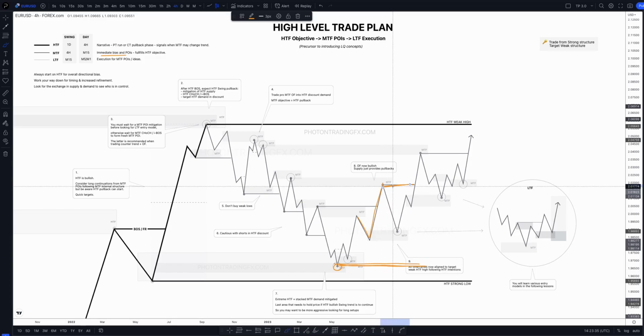You want to be concentrating on buying. Where do you want to buy from? Well, I can only buy from my medium time frame POIs. So there's a medium time frame POI, and there'd probably be one down here. I haven't drawn it on.